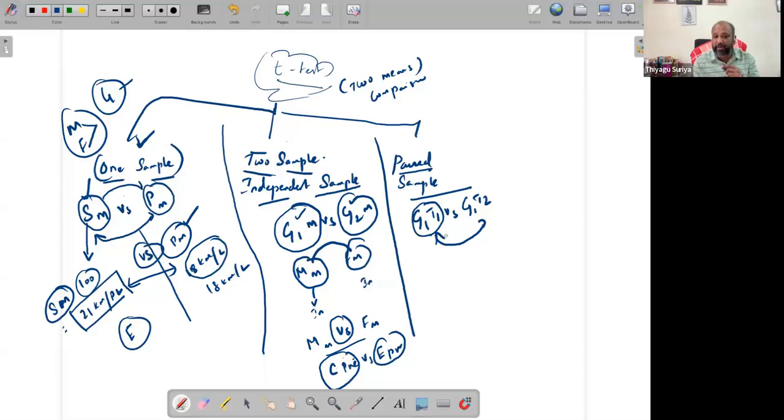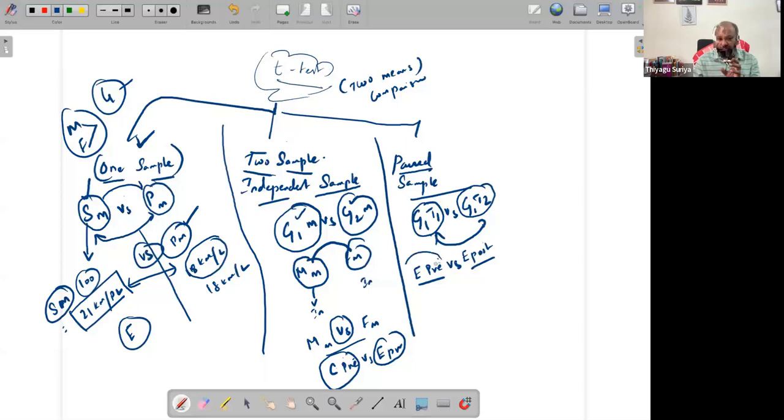The same sample writes the examination two times, with an interval period between. Hope you are getting this. The same group writes it two times. Best example: the experimental group pre-test and experimental group post-test. For this comparison we need a paired sample t-test, because both the pre-test and post-test are written by the same group, the experimental group. Therefore, it is called paired sample t-test. Hope you understand the differences.